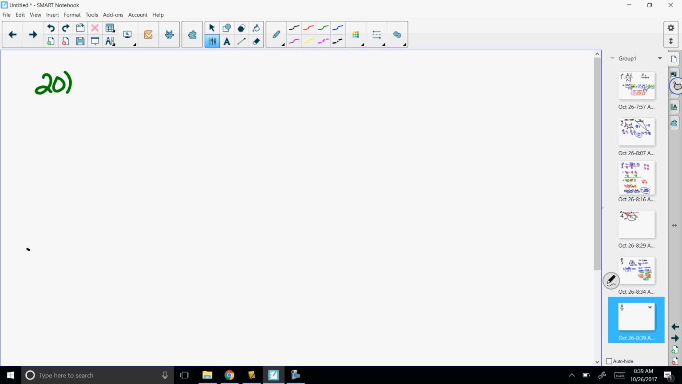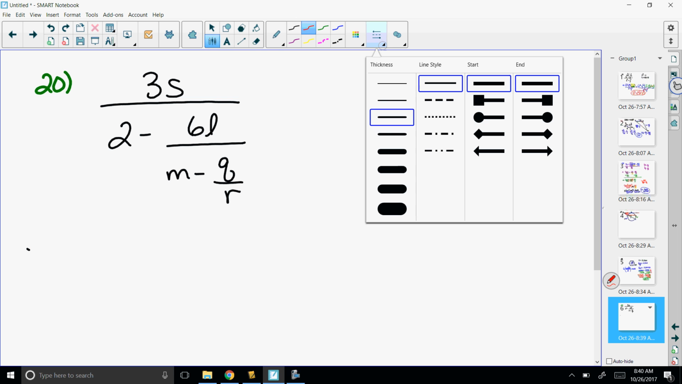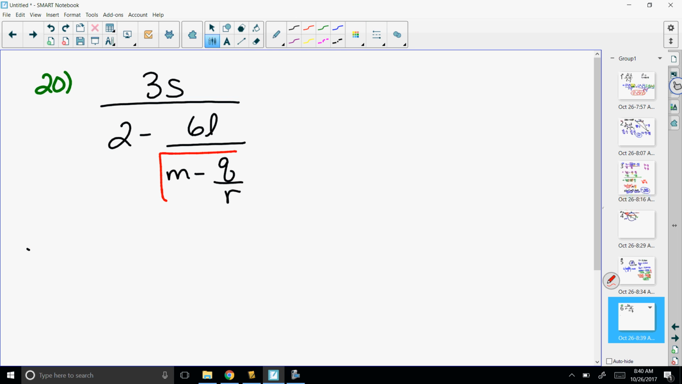Twenty says you have 3s over 2 minus 6l over m minus qr. Where do you start? The very bottom. What do you have to do? Common denominator. That common denominator is r.